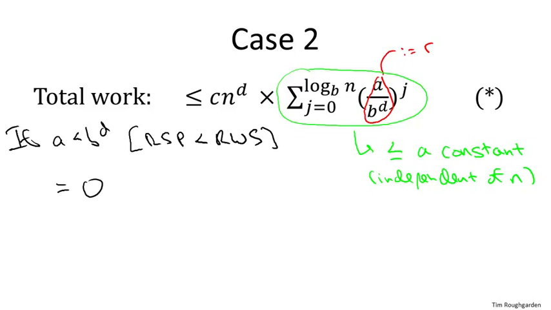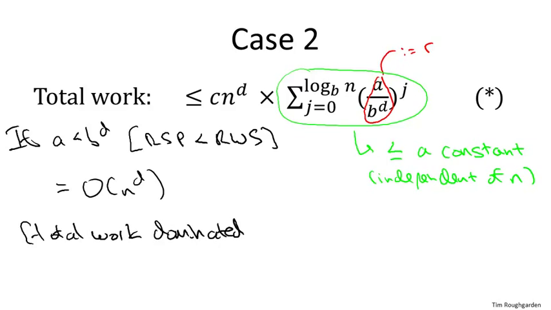So suppressing the product of these two constants in big O notation, we can say that the expression star is upper bounded by big O of n to the d. And this makes precise our intuition that indeed the overall running time of the algorithm in this type of recursion tree with decreasing work per level is dominated by the root. The overall amount of work is only a constant factor larger than the work done merely at level 0 of the tree.